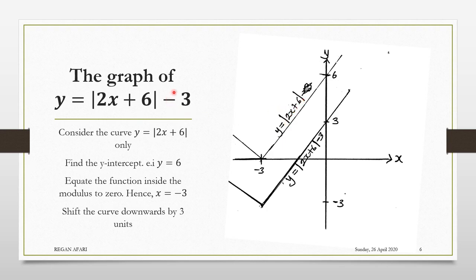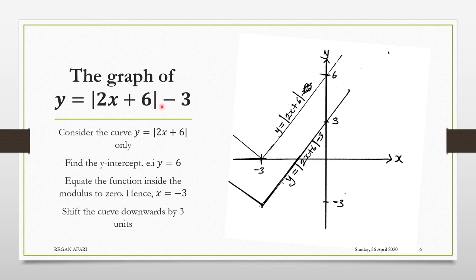But remember that we have negative 3 here. That means pull the curve down, let it go down by 3 units. So if this is 6, it goes down by 3 units. This part also goes down by 3 units, and then you get your new V shape. That is the curve that you are required to draw. So this is the curve, y equals the absolute value of 2x plus 6, minus 3.